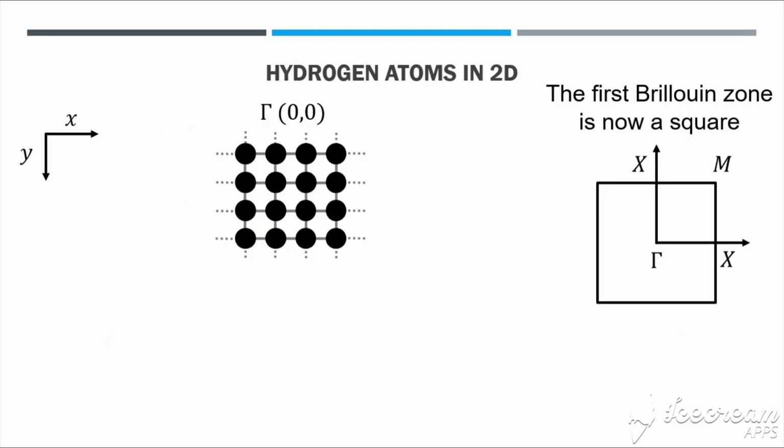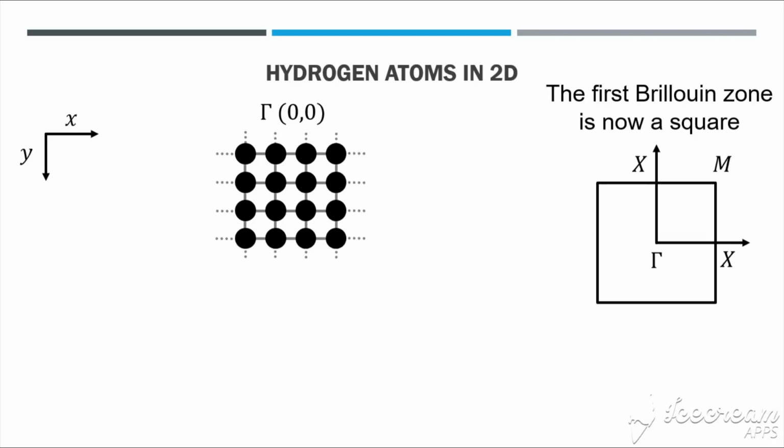If we have a 2D sheet, our first Brillouin zone will be different now since we have to account for both the x and the y direction. So instead of having a line as the first Brillouin zone, we will have a square instead. To make it simpler, people have provided names for these k vectors, each of which represents a high symmetry point. For example, gamma represents the origin in the first Brillouin zone, where kx, ky, and kz equal 0.